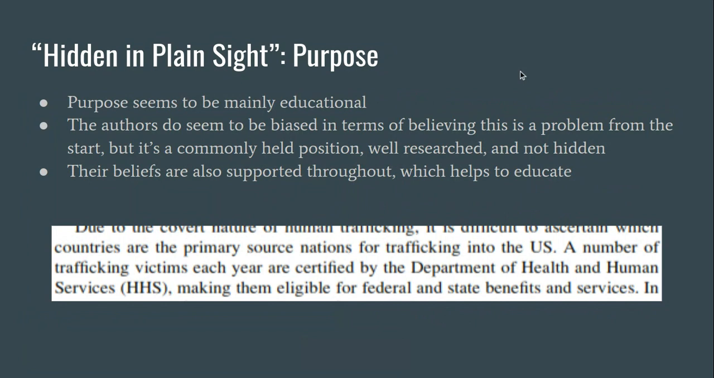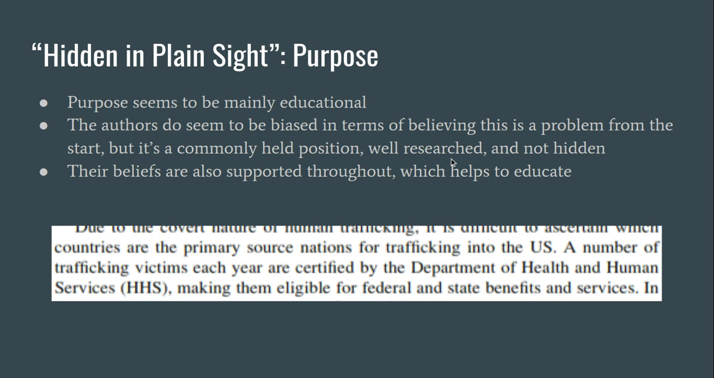And the last criteria that I'm looking at has to do with their purpose. So as we know, when authors write things, or when speakers perform speeches or give talks on a subject, they always have a purpose. And it seems here that the purpose is mainly educational. The authors do seem to be a bit biased because they believe that this is a problem from the start. However, human trafficking being viewed as a problem is a very commonly held position, so it's not out of the ordinary for them to have that particular bias.